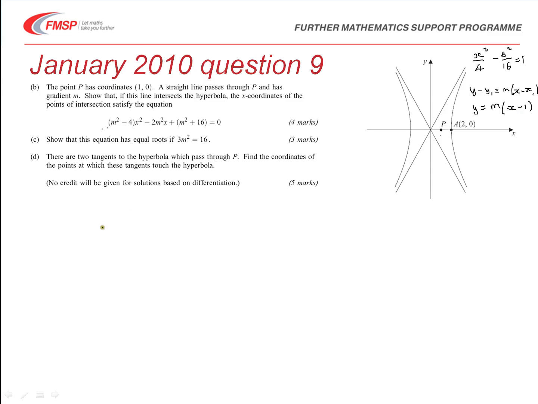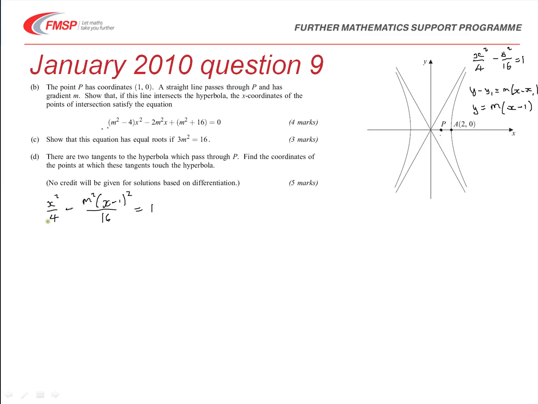So if we do that, what are we going to get? We're going to get x squared over 4 minus m squared (x minus 1) squared over 16 equals 1.